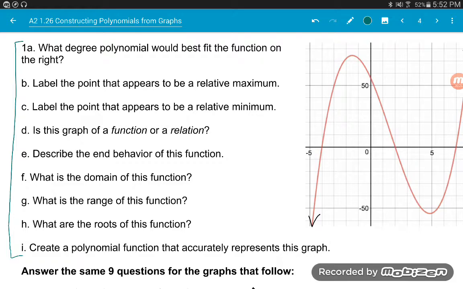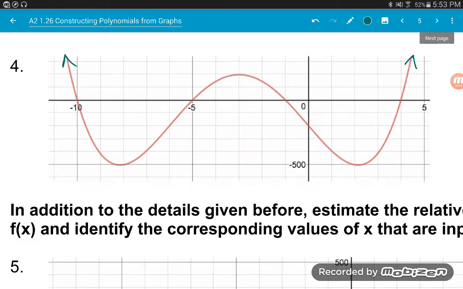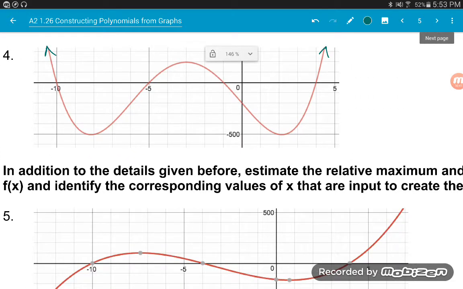I'm just going to be answering them about question number 4 because I think it's a good example and it lets me talk about a couple things that I think need to be reminded or reiterated. Okay, so first question, what degree polynomial would best fit the function? What degree polynomial would best fit?